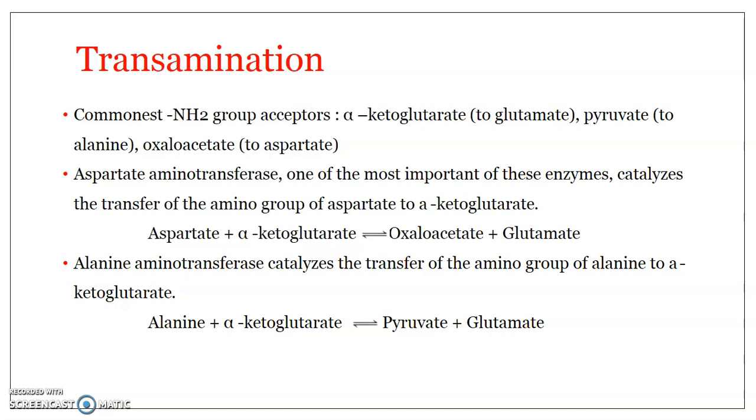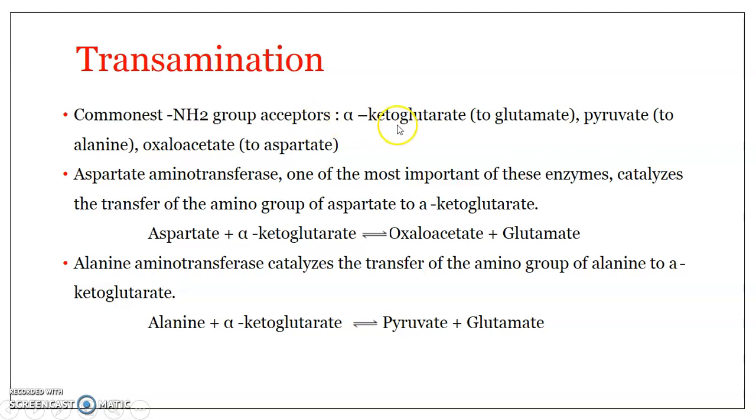In such a way, the transamination process can channel the excess amino acids to generate energy. Transamination does not involve the release of free ammonia. It only involves intermolecular transfer of the amino group. Except for lysine, proline, threonine and hydroxyproline, all amino acids take part in transamination. The most common amino group acceptors are alpha ketoglutaric acid, or ketoglutarate, which when it receives an amino group becomes glutamate. Then pyruvic acid, which when it receives an amino group becomes alanine. Oxaloacetate is the keto acid of aspartic acid. So these are the major amino group acceptors.